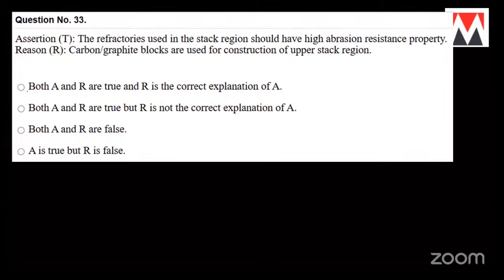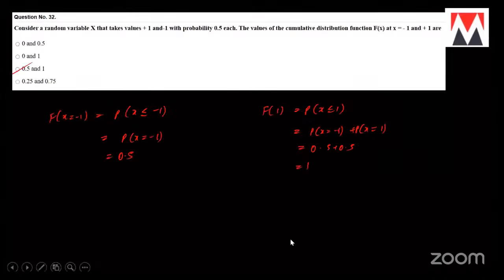Hello, sir. Can you explain once the previous questions? Okay. So consider a random variable x which takes values +1 and -1, each with probability 0.5. The values of the cumulative distribution function at x equal to 1 and x equal to -1. So when you take x equal to -1, you will be taking all the values previous to 1, which is x less than or equal to -1.